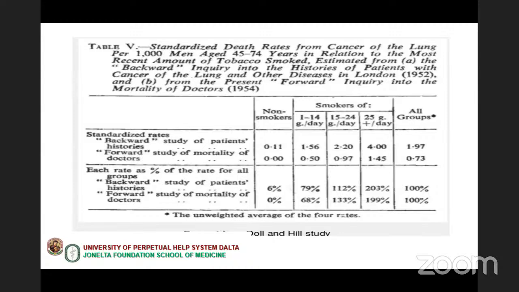So non-smokers, 0.11. Forward study, 0%. So if they stop, it would have less percentage of the disease occurring. Backward, since people are still smoking, you have a higher chance of disease to occur.